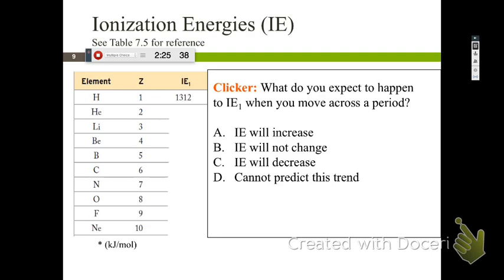So go ahead and think about this question. What do you expect to happen to the ionization energy when we go from lithium, beryllium, boron, carbon, nitrogen, across a period? Do you expect it to become easier to pull an electron from a neutral atom, or do you expect it to become harder to pull an electron from a neutral atom? Talk to your neighbor about this one.